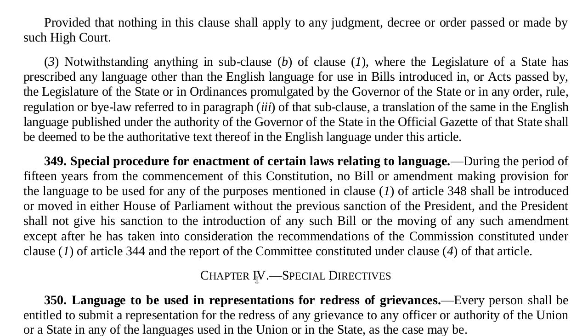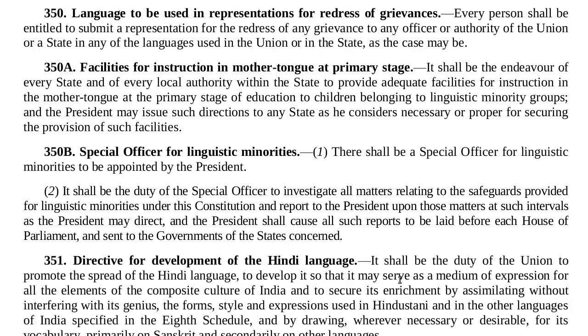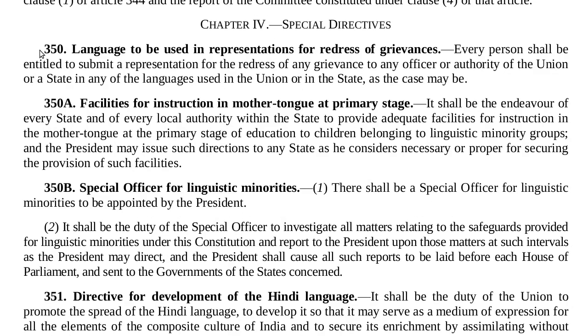of that article. Chapter 4: Special Directives. Article 350: Language to be used in representations for redress of grievances. Every person shall be entitled to submit a representation for the redress of any grievance to any officer or authority of the Union or a State in any of the languages used in the Union or in the State, as the case may be.